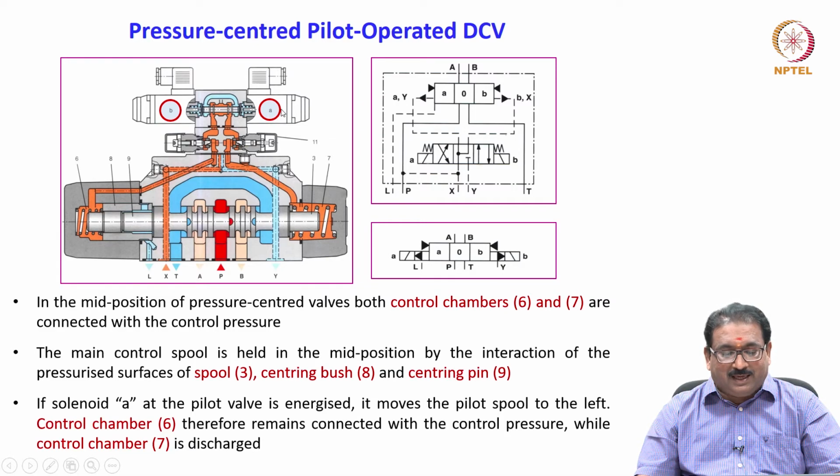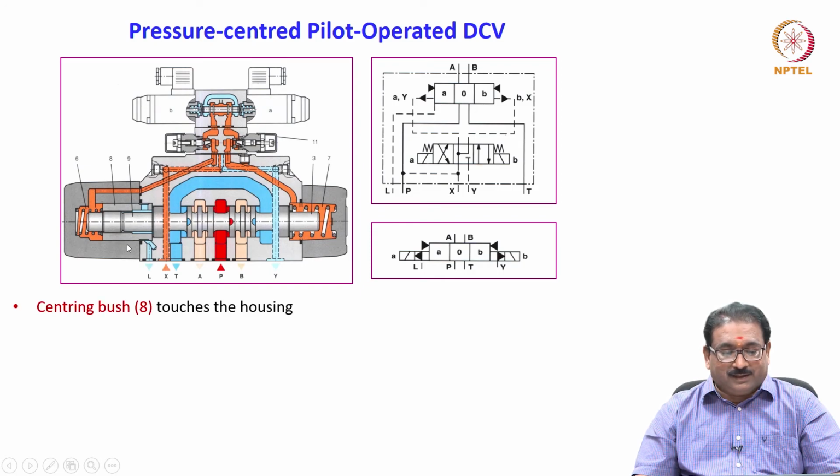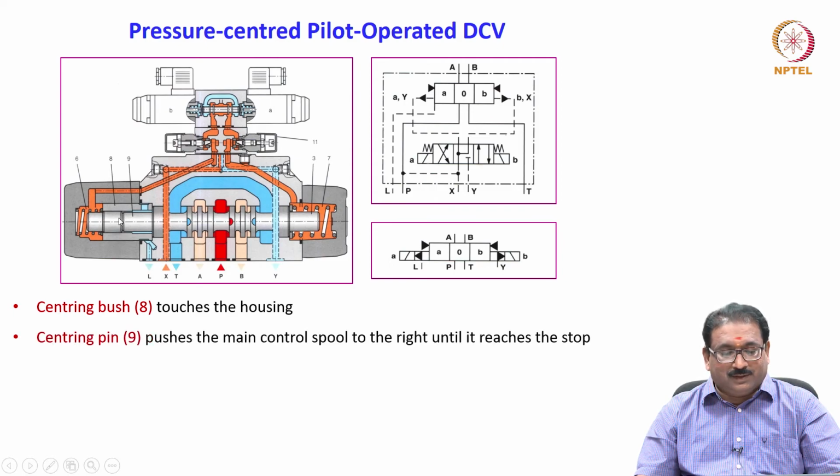If A is energized, it moves the pilot spool to the left, automatically left. Control chamber 6 therefore remains connected with the control pressure, while control chamber 7 is discharging. The centering bush touches the housing. The centering pin pushes the main spool to the right side until it reaches the stop.